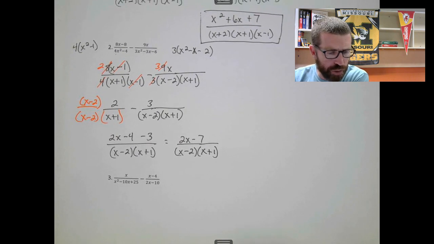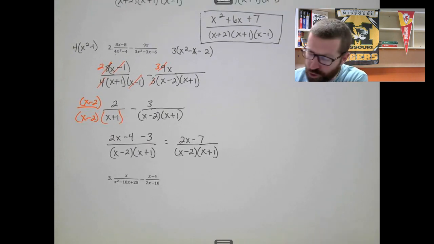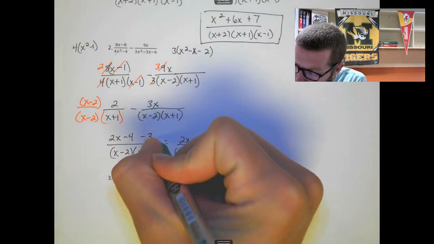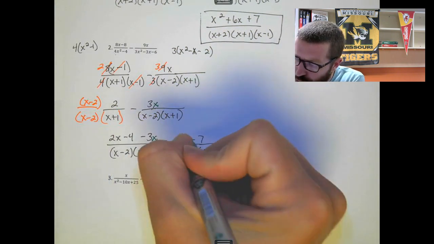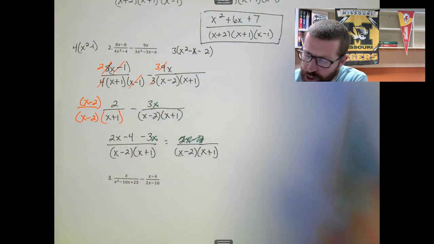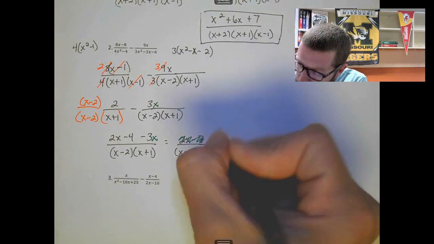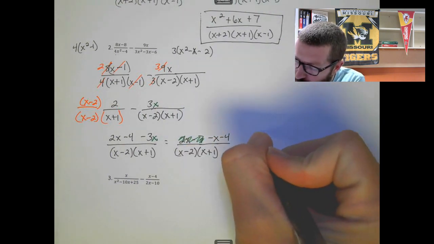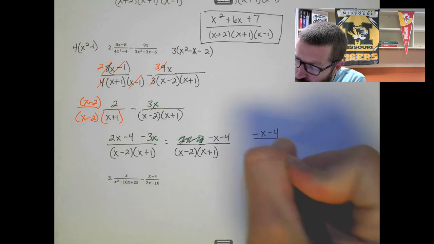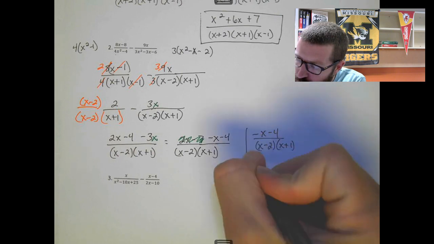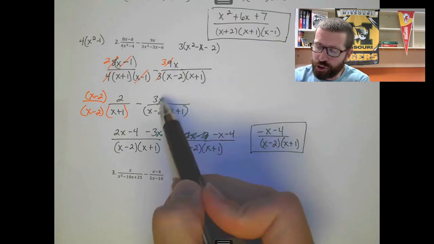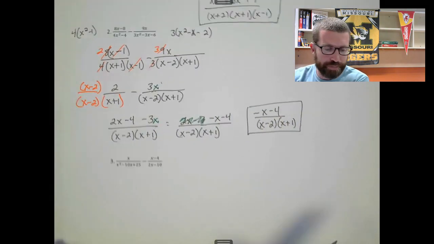Oh, and I just saw that my x went away. Let's see. So this would be 3x. This would be 3x. And then this would be negative x minus 4. Let's just rewrite that: negative x minus 4 over x minus 2 times x plus 1. So once again, with errors, just make sure you watch for them. It's real easy to drop something off from step to step.